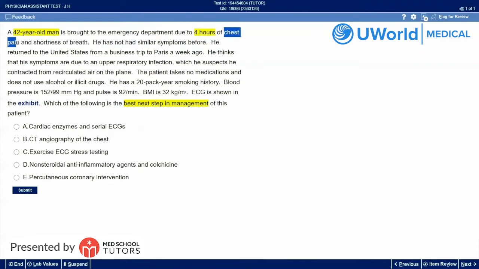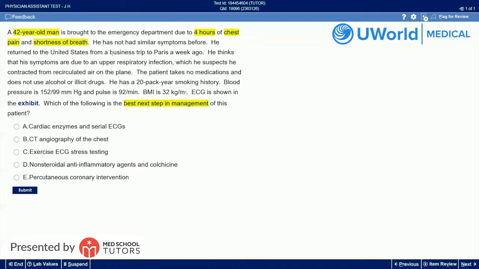So you'll notice that I'm utilizing one of our most important facets here on the question bank, which is the highlighting tool. This is going to be incredibly important to use judiciously in order to bring out important clinical information that we will refer to later. In this particular case, I've highlighted demographics, 42-year-old man, chief complaint, chest pain and shortness of breath, and duration of chief complaint, 4 hours. With this information, we can tell we've got a guy coming in with acute onset chest pain, which we know is usually going to be related to cardiac pathology.